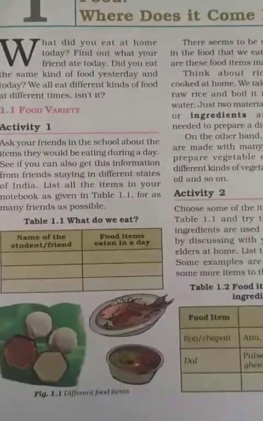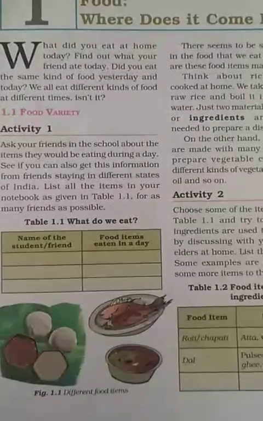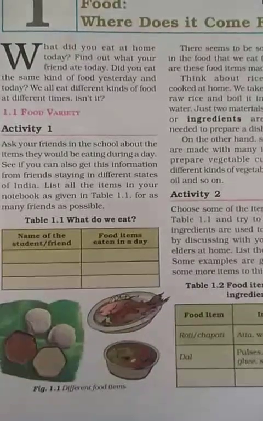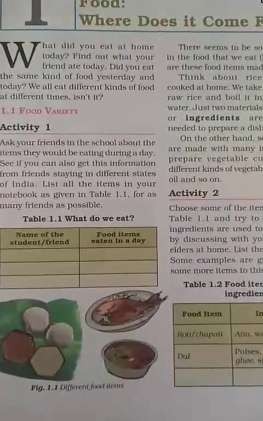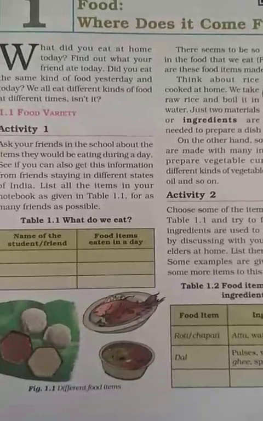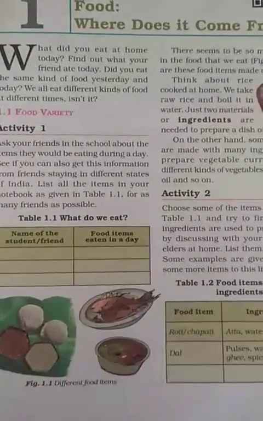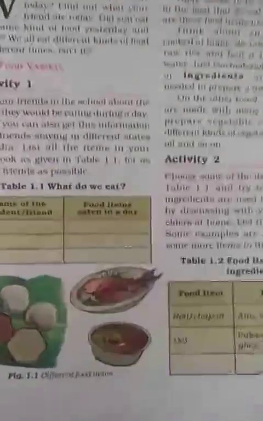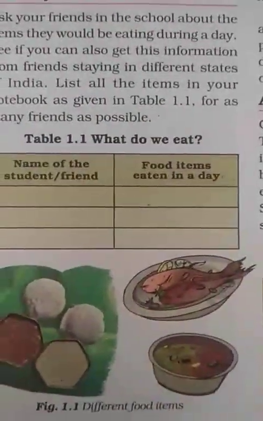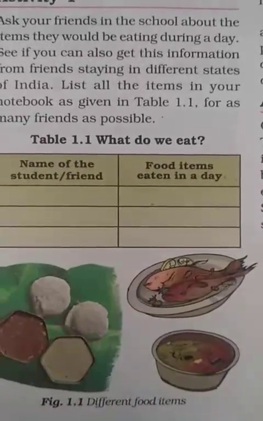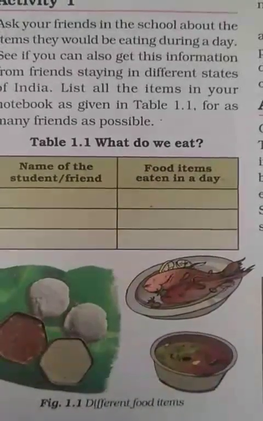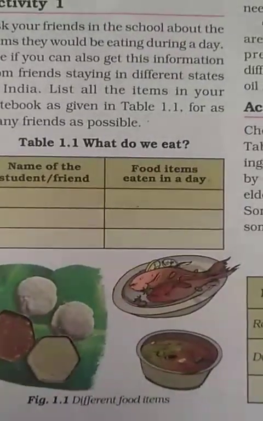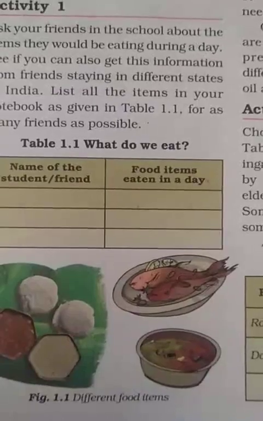Then you have to prepare a table, "What do we eat". In the two columns, the first column is the name of the student or friend. You have to write the friend's name, and in the next column you write the food items eaten in a day. Here some pictures are given of different food items. In the first picture it is idli with chutney and sambar. In the next dish, fish is given, and in the next, dal or sabzi.